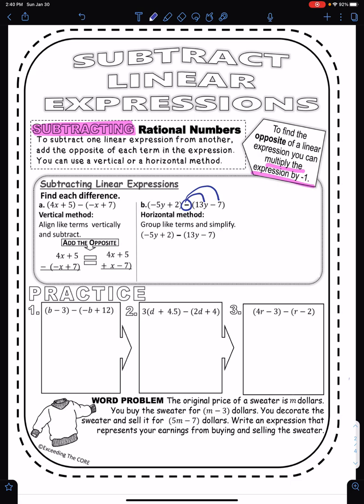So let's write that out. -5y plus 2, we never ever change that first expression. That's just the first one we're subtracting from. Now I'm going to subtract 13y and I'm going to subtract -7. So you know how I hate seeing that double negative. I'm going to rewrite it and change that to adding 7.